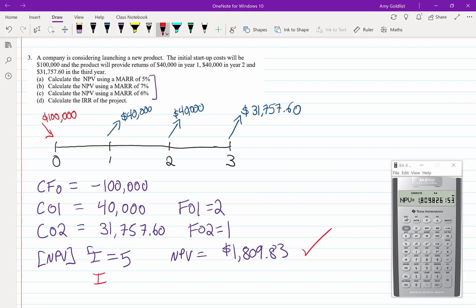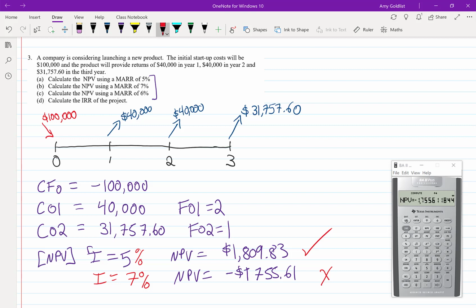Let's try it again with I at 7%. So let's say we needed a 7% return. Now what's our net present value? Well, we just go up and change that 5 to a 7. Scroll down and press compute, and now I've got a negative number, negative 1755.61. So this is bad. If I wanted a 7% return, this is not a good investment.